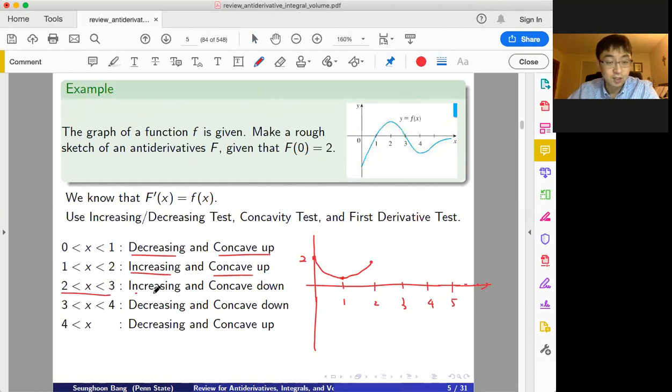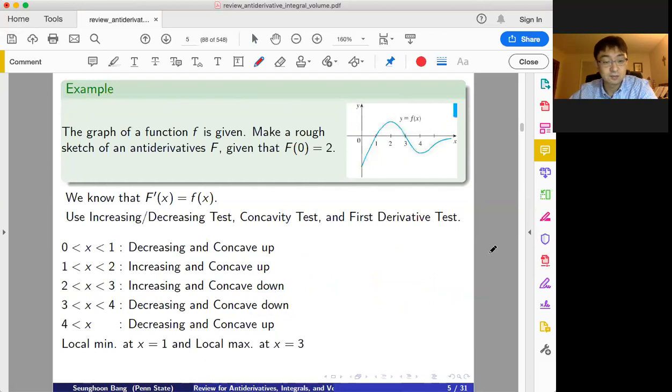2 to 3, increasing, concave down. The concavity changed: increasing, concave down, so like this. The 3 to 4, decreasing, concave down, so like this. Last one, decreasing, concave up. The graph is decreasing, concave up, so like this. So we have this kind of thing. Okay, this is the whole idea.